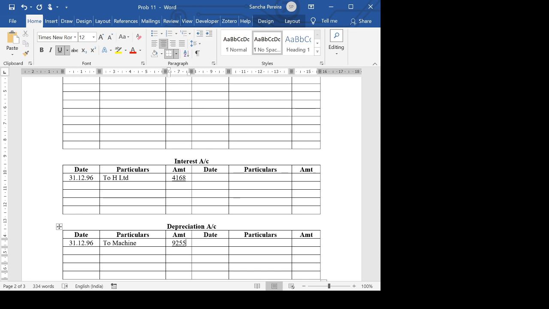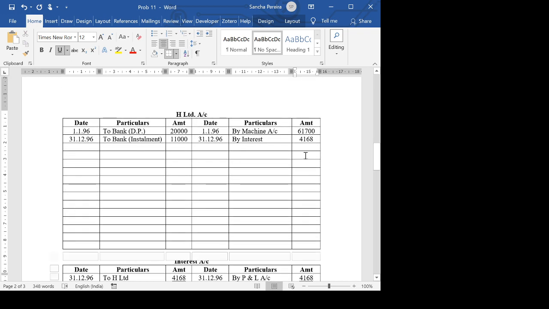Right now we have to close. And whilst closing, we transfer that last entry, which some people were inquiring about. The last entry is profit and loss account debit to interest, to depreciation. Or profit and loss account debit to interest account, profit and loss account debit to depreciation account. So in depreciation, it will be by P and L account, 9,255. Similarly, in interest, same thing. We transfer the interest to the P and L account. The interest is 4168.